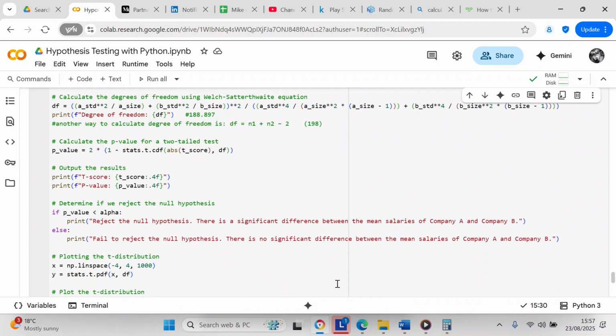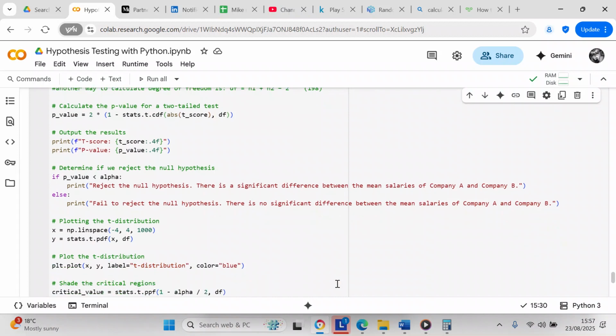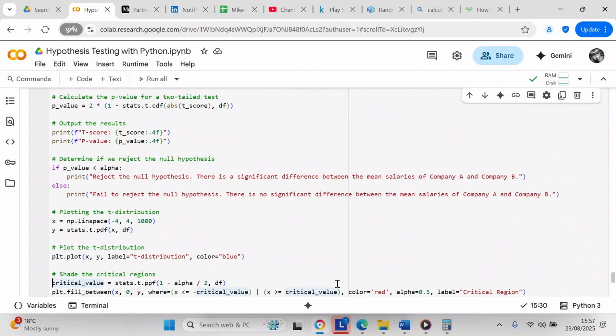So now we're going to plot the t-distribution. x equals np.linspace, brackets, -4, 4, 1000, and y equals stats.t.pdf, brackets, x, df. The t stands for your t-distribution, and PDF is probability density function. Now we're going to plot the t-distribution onto the graph: plt.plot, brackets, x, comma, y, comma, label equals t distribution, comma, color equals blue.